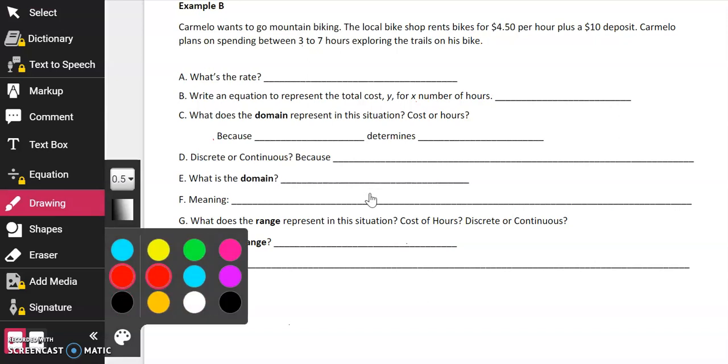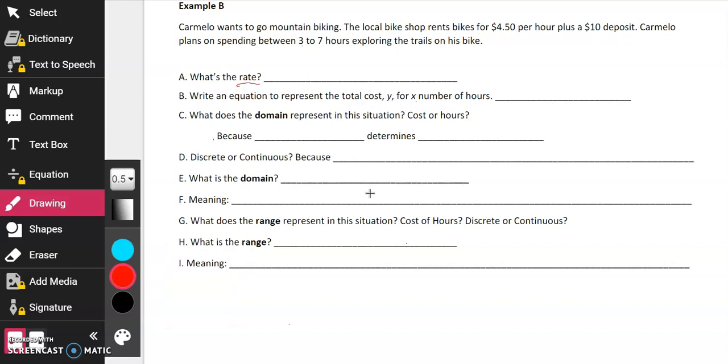Here we go again. Carmela wants to go mountain biking. The local bike shops rent bikes for $4.50 per hour plus a $10 deposit. Carmela plans on spending 3 to 7 hours exploring the trails. So find the rate, the something per, which is $4.50 per hour. Okay, so hours is our domain.